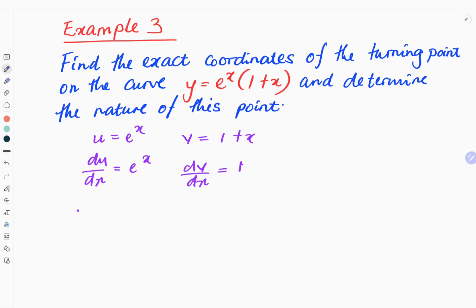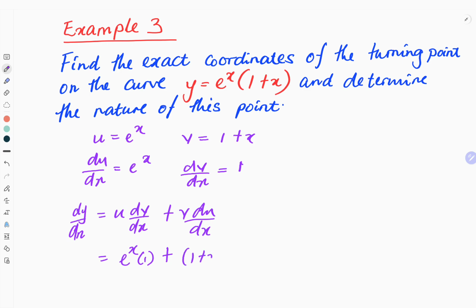So remember, by the product rule, dy/dx is equal to u dv/dx plus v du/dx. And that gives us our u, which is e to the power of x, times dv/dx, that's times 1, plus v, that will be 1 plus x, multiplied by du/dx, in this case, that will be your e to the power of x.